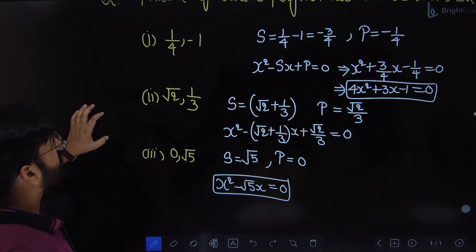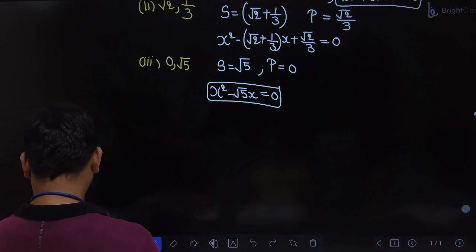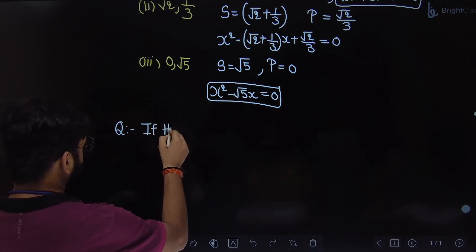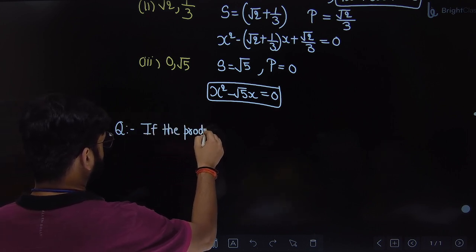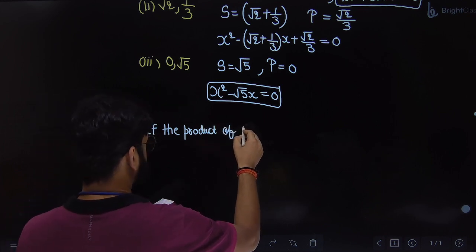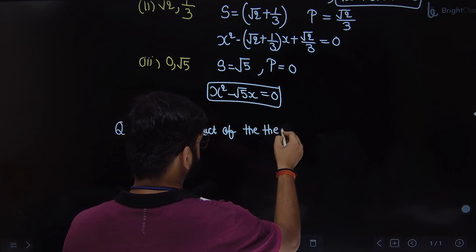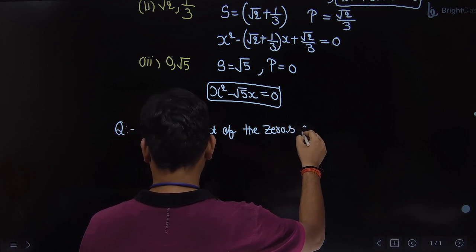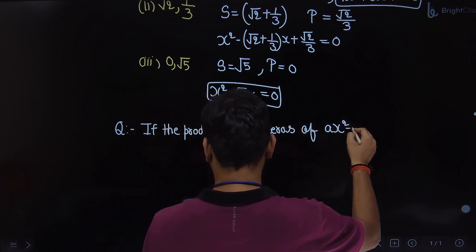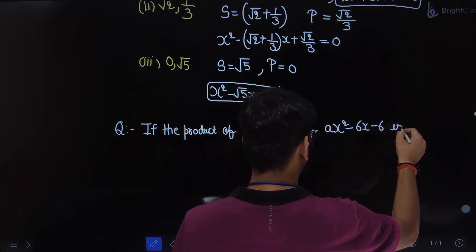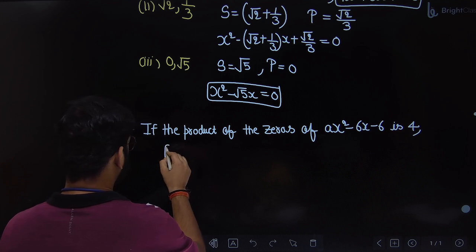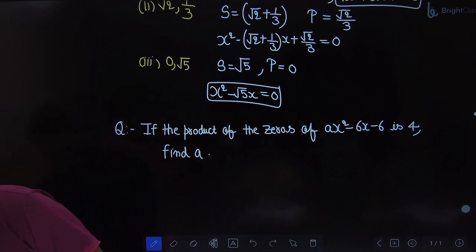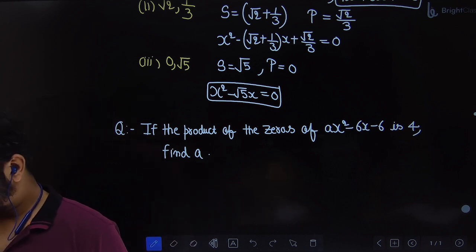So let's do the next problem. The next question says: if the product of the zeros of ax square minus 6x minus 6 is 4, find a. All of you try this.